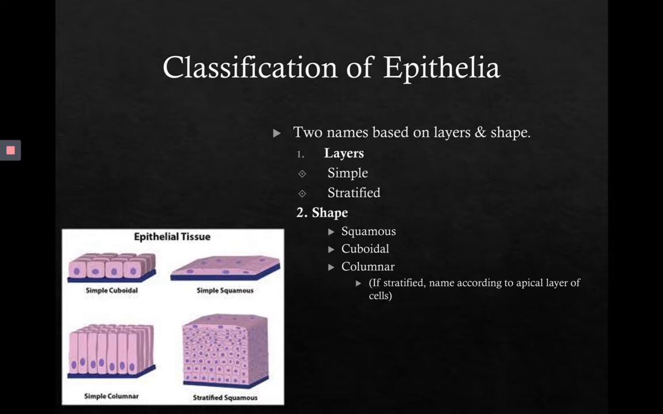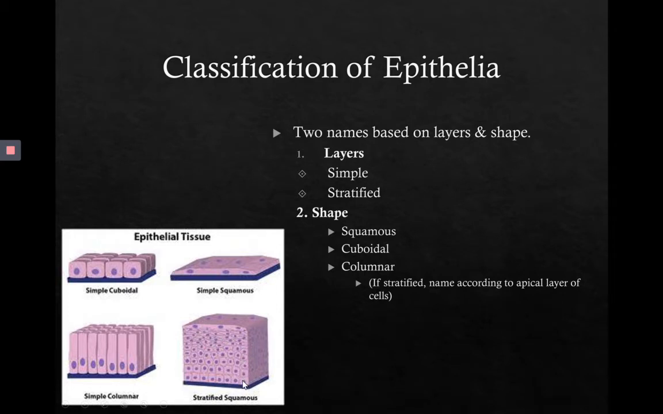Again, we're also going to name types of epithelial tissue based on their shape. The cells in the top left are cube-shaped, so they're cuboidal. The cells in the top right are flat, so that's called squamous. The cells in the bottom left are column-shaped or rectangular, so they are columnar. And then the cells on the bottom right, you might want to say cuboidal.